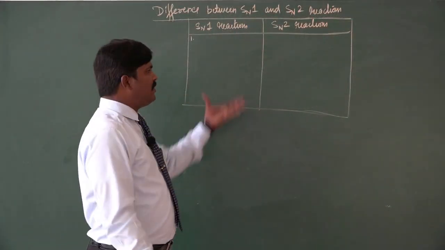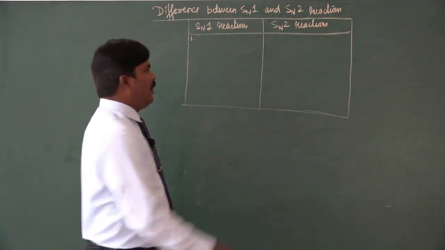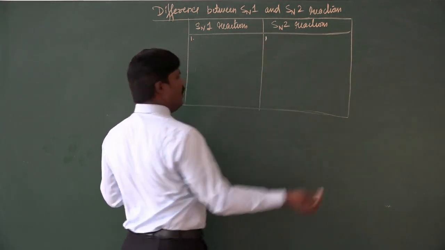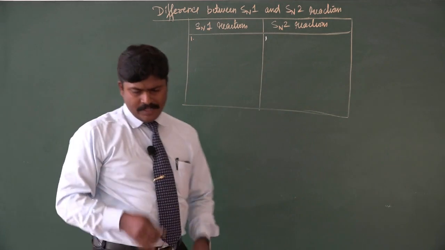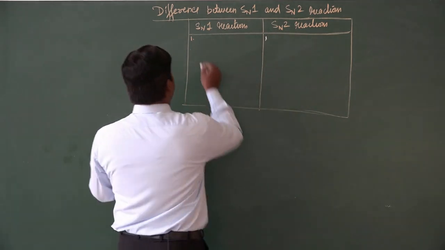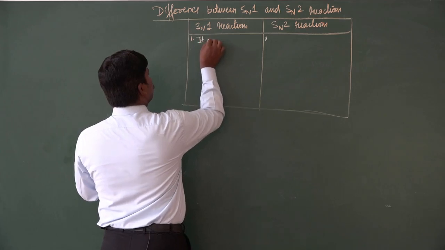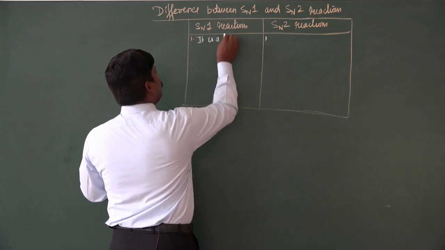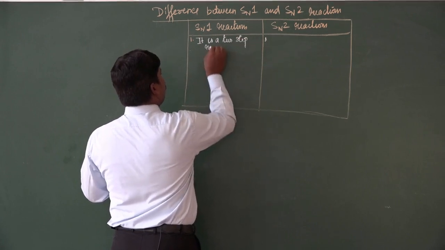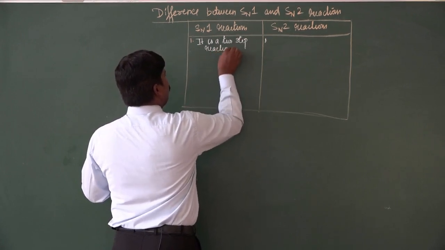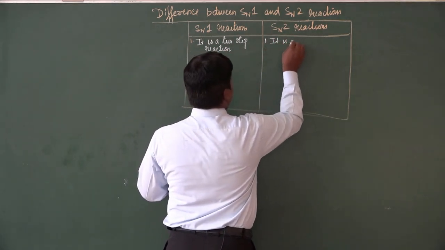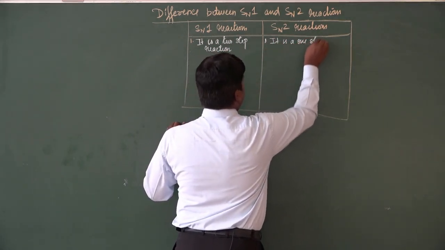So now we will try to get some differences between SN1 and SN2 reactions. What we have learned just now will give us some idea. The first difference: SN1 is a two-step reaction. We just finished SN1. What is SN2? SN2 is a one-step reaction, only one step.